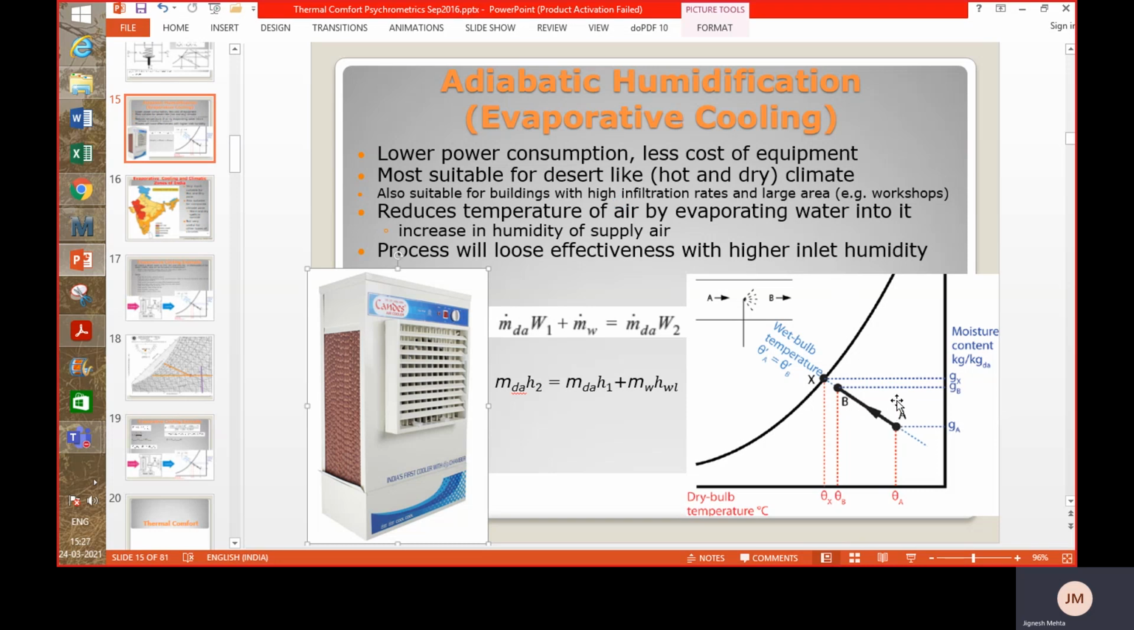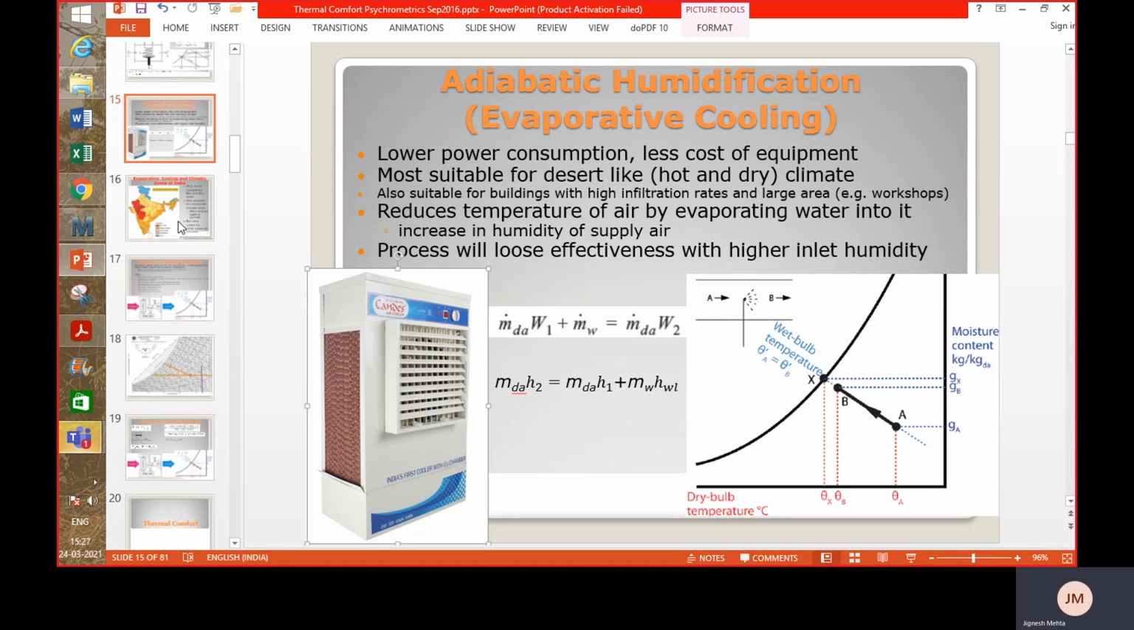So if A shifts here, then you are shifting near to the 100% saturation line. So in that case, the potential to reduce the temperature is less. So due to this, the process loses its effectiveness, and again, the humidity ratio at which you come out at the outlet of such a device will also be high. So it may not offer you comfortable conditions. So these are the limitations of adiabatic humidification.